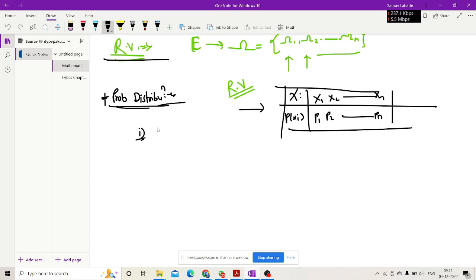The first condition is that all the pi, all the probabilities, should be greater than or equal to 0, right? That is the first condition. And the second condition is that when I do the summation of the probabilities, it must be equal to 1, right? When these two conditions are satisfied, then I will say this particular table is called the probability distribution, right? The second is that the summation of pi must be equal to 1.